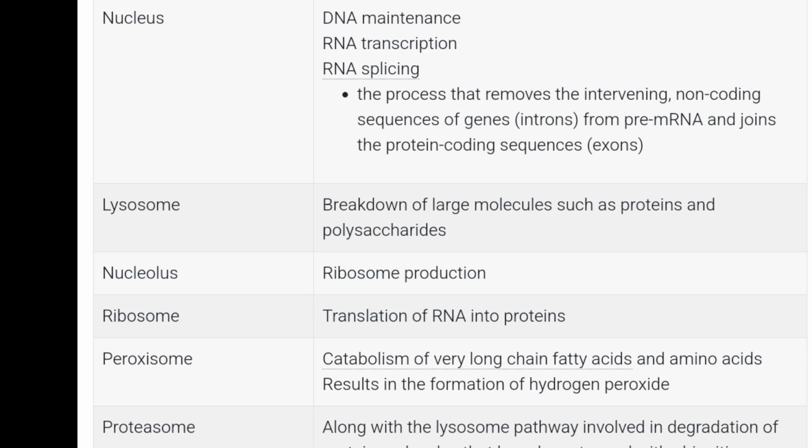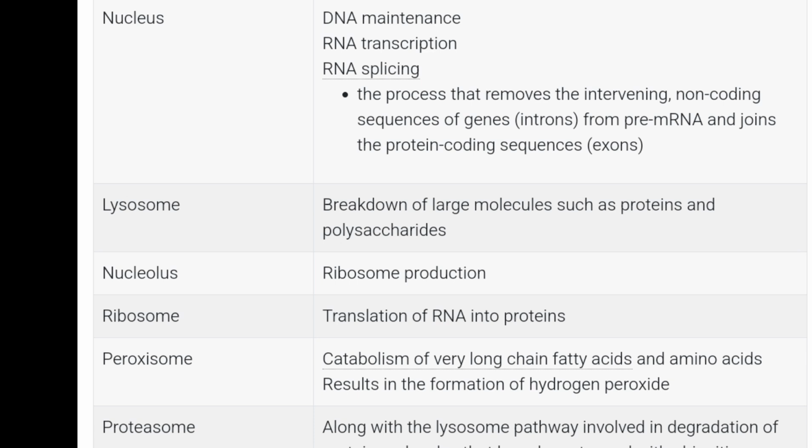After that, we will discuss mitochondria. Mitochondria is the place where aerobic respiration takes place. It means that food is broken down in the presence of oxygen and it generates energy. Mitochondria contain circular DNA. Then lysosome, where breakdown of proteins and polysaccharides takes place.